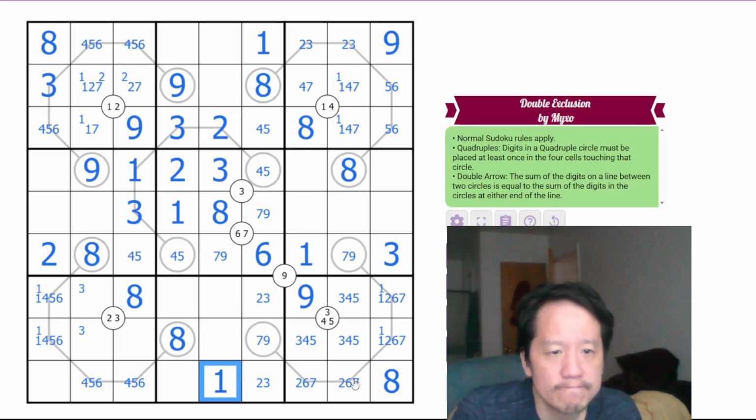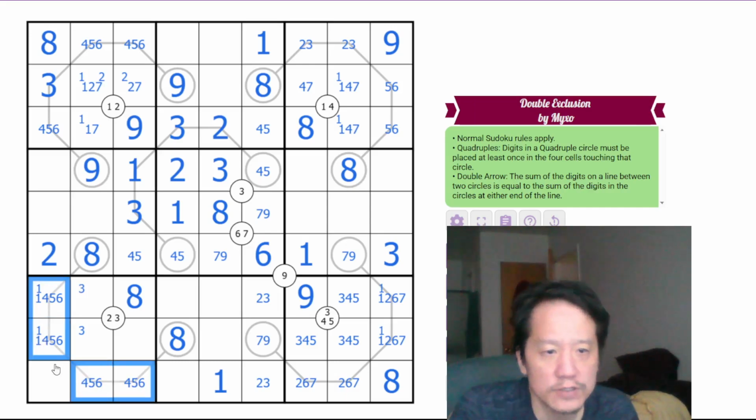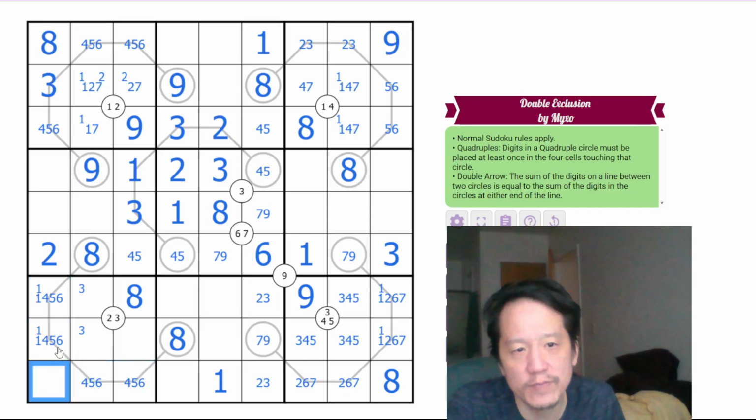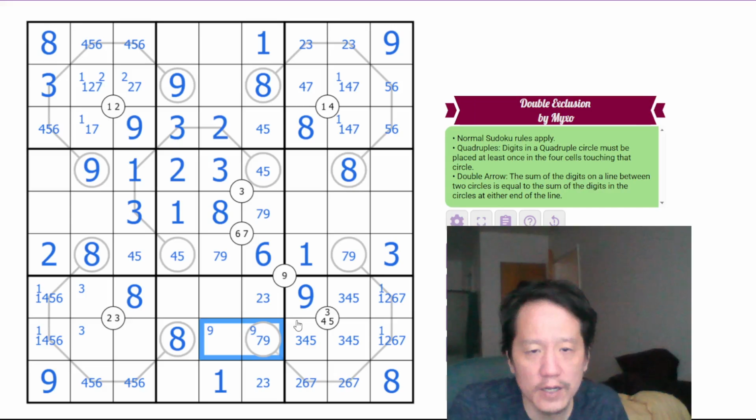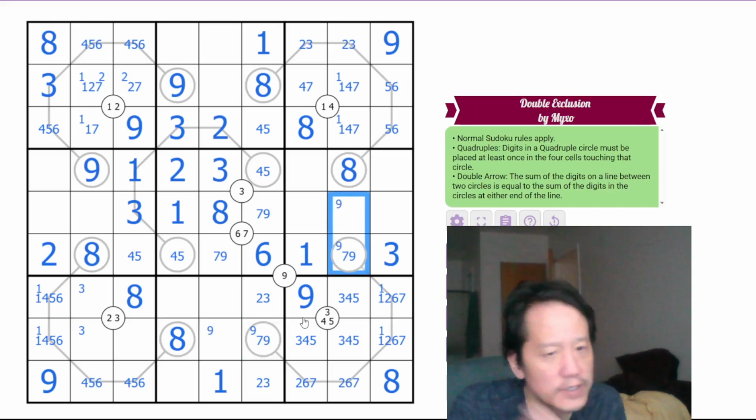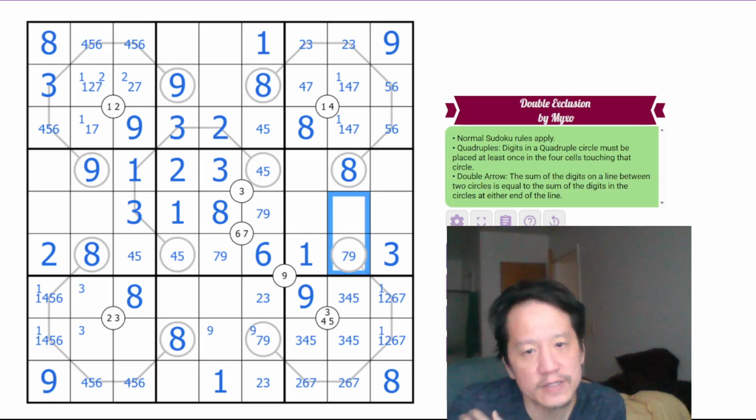Let's see. We have a 9 here, a 9 here. That eliminates 9 from being here and here. And it can't be any of these two cells because of the double arrow constraint. So where's the 9 in this box? It has to be here. One of these two must be a 9. One of these two must be a 9. That's not that helpful, though.